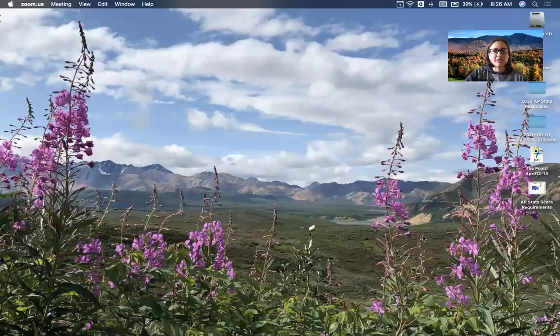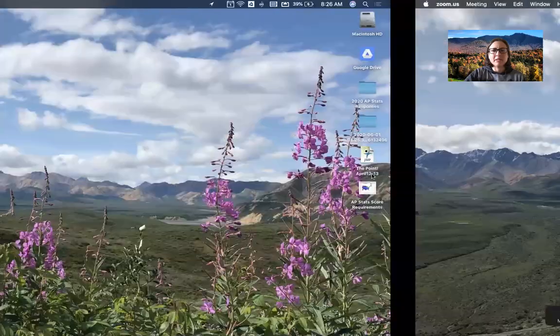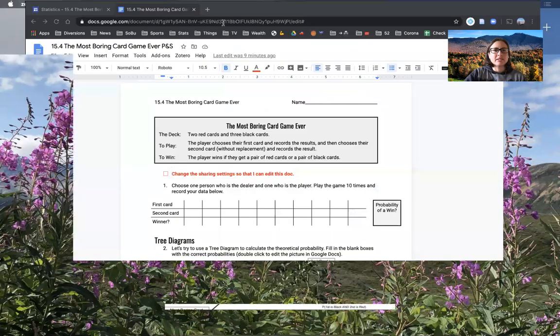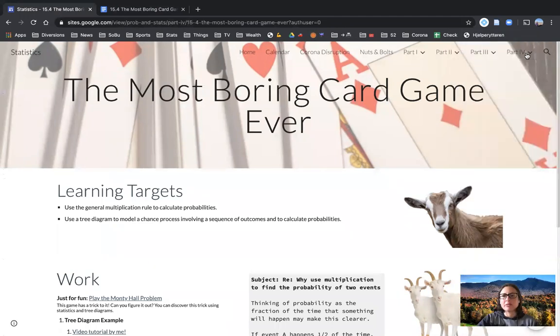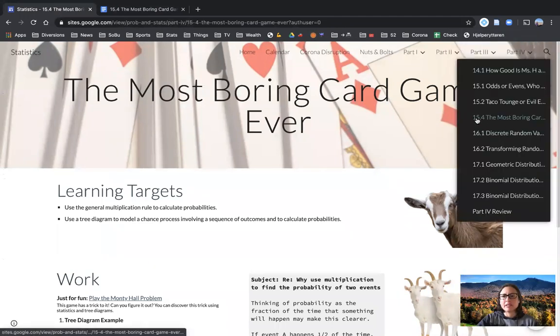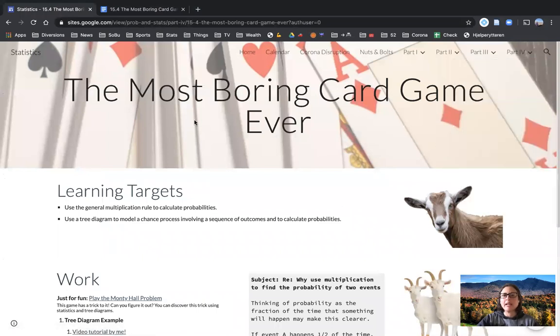So let me share my screen and show you what you're going to be up to. We're going to be working on the 15.4 section of the website. If you have a look under part 4, you're going to go to 15.4 and you're going to be playing. Last week you played the most boring dice game ever. This week you're going to be playing the most boring card game ever.